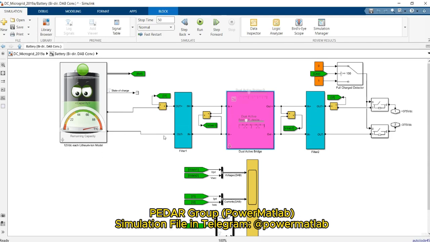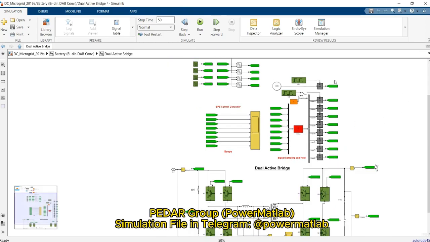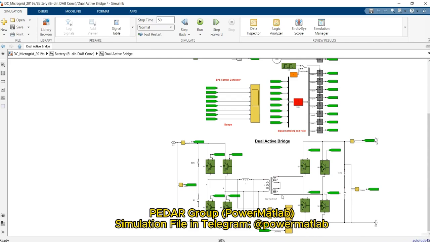And you can see this battery can be charged or discharged using this dual active bridge, which is prepared here. So you can change this button for changing the mode of charge or discharge of the battery. As you can see here, you can see different components of this dual active bridge for the charging and discharging modes of the battery.